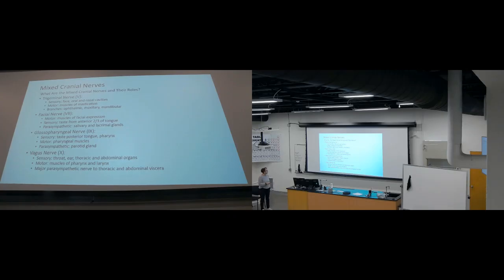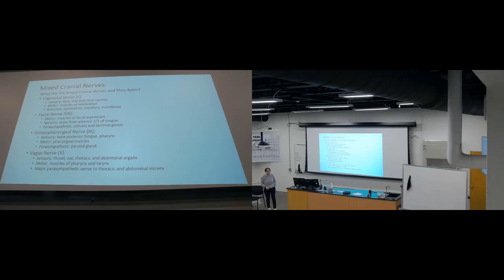And then the motor portion of trigeminal innervates these muscles of mastication, like masseter, that help us to chew, for instance. And then we have, again, these 3 branches that are not collectively known, so they are numbered B1 for ophthalmic, B2 for maxillary, B3 for mandibular.